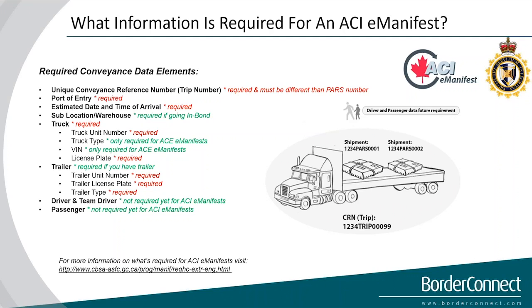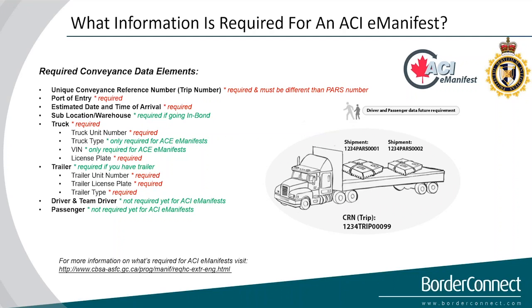However, I still would recommend doing that, because if you want to print out a driver copy, or when you're looking at the BorderConnect ACI e-manifest listings page and none of the drivers are filled in, you're not going to know what driver belongs to what manifest. But if you did assign a driver, you would be able to see that right from the listings page. So I would recommend putting that in there. And as well, passenger information is not required, as I said. For more information on what's required for ACI e-manifests, you can always visit CBSA's website and go to the link below.